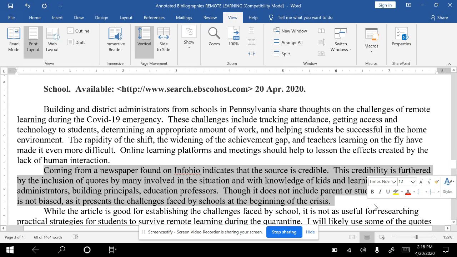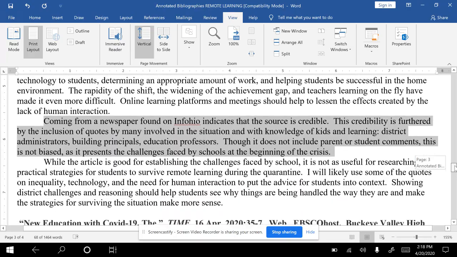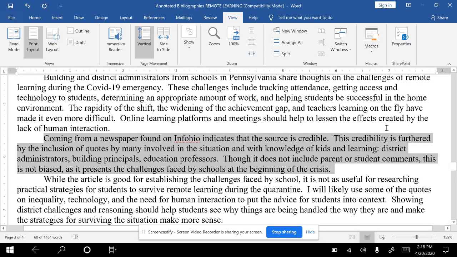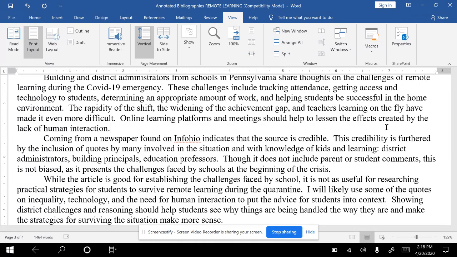Coming from a newspaper found on InfoOhio indicates this is a credible source. The credibility is furthered by the inclusion of quotes by many involved in the situation and with knowledge of kids and learning: district administrators, building principals, education professors. Though it does not include parent or student comments, this is not biased as it presents the challenges faced by schools at the beginning of the crisis. All right, so that is what it is about. It's not biased. It just doesn't include those people because this whole article is about what schools are trying to do way back when this was just beginning a month ago.